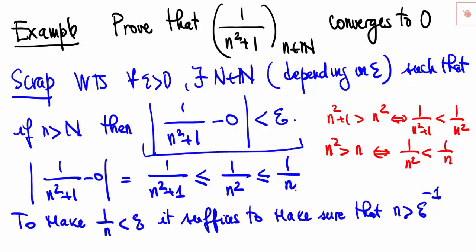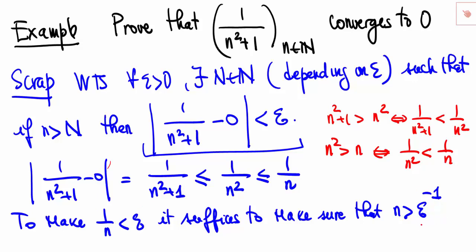And to make this less than epsilon, which is what we really want, it is enough to make 1 over n less than epsilon. But to make 1 over n less than epsilon, it is enough to choose n to be bigger than the reciprocal of epsilon.